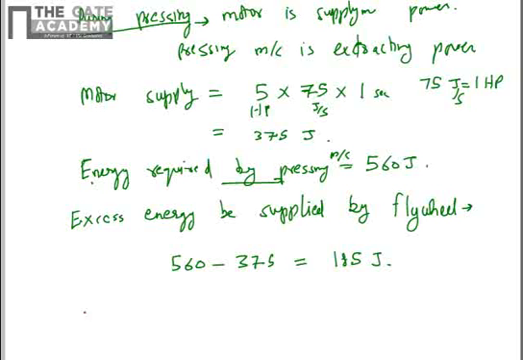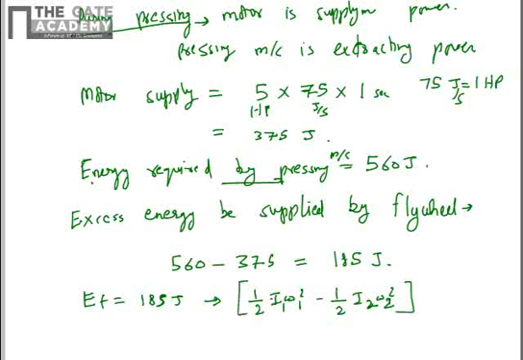Now this is the fluctuation of energy, EF is equal to 185 joule. So this much will be taken from the flywheel. So this is the fluctuation of energy of the flywheel. Now you know the initial kinetic energy of the flywheel, let's say this half I1 omega 1 square, and the final kinetic energy of the flywheel just after the pressing operation is over, half I2 omega 2 square. This will be equal to the energy supplied by the flywheel, that is equal to EF.